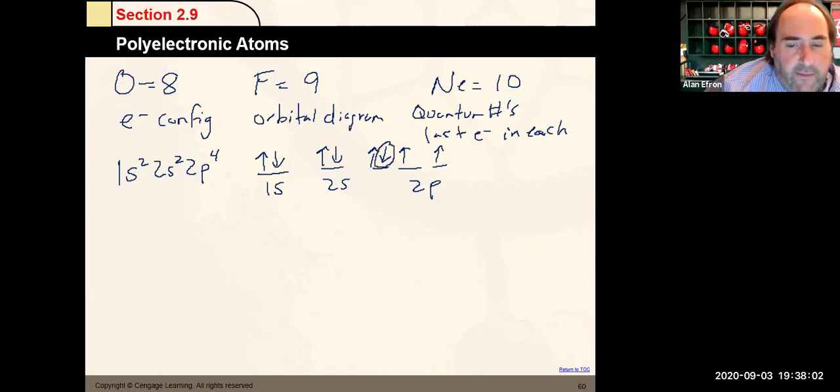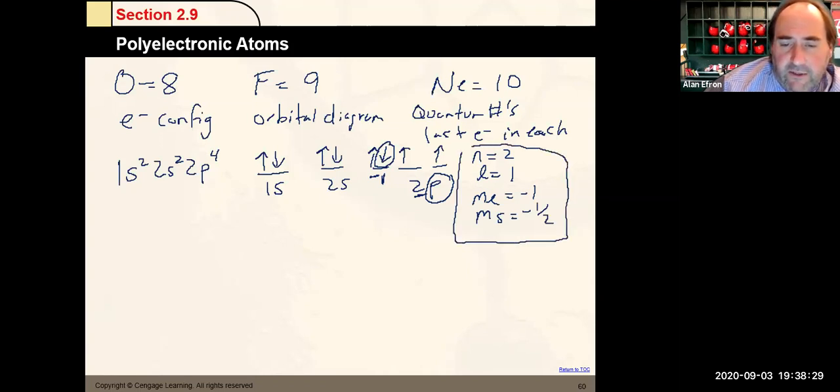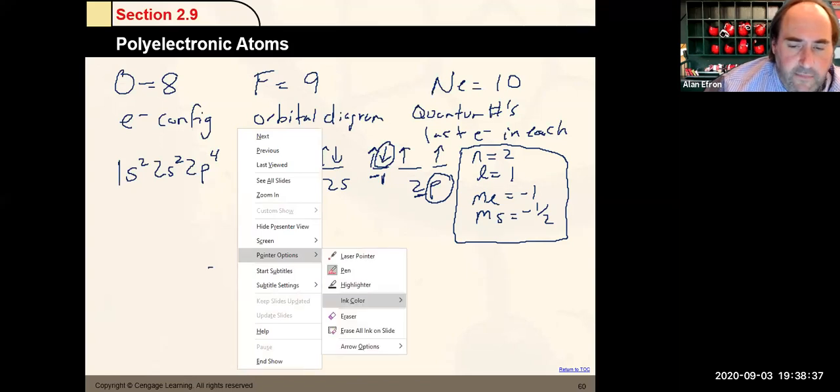So in terms of its quantum numbers, n would equal 2, again on the second energy level. It is in a p orbital, which means L would equal 1. M sub L would equal -1 as it's in this first orbital that's present. And the spin that we see now is it's going down, which means it's -1/2 in terms of its 4 quantum numbers for that last electron that's present. Question on that particular one there? All right.